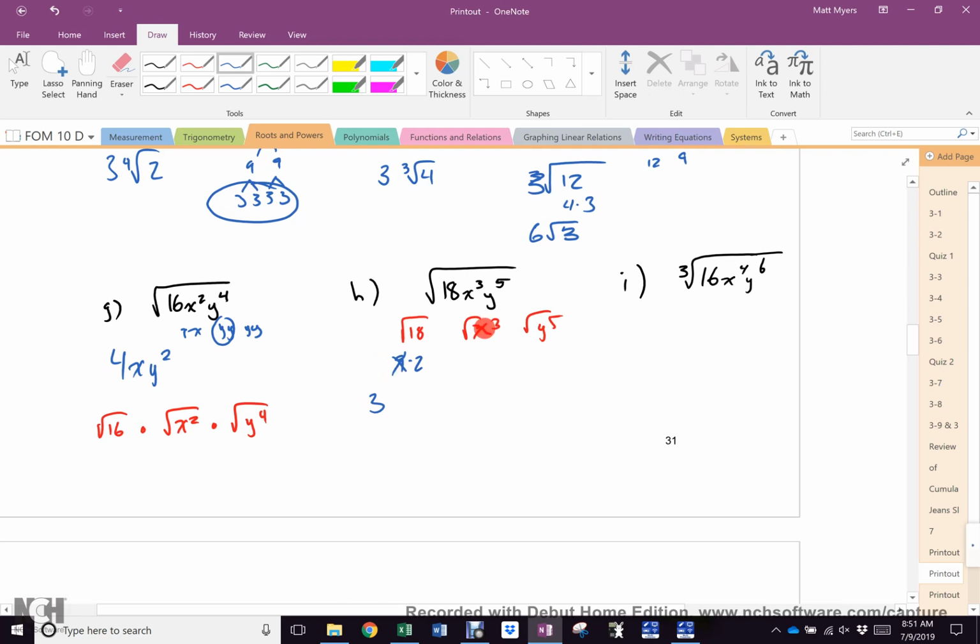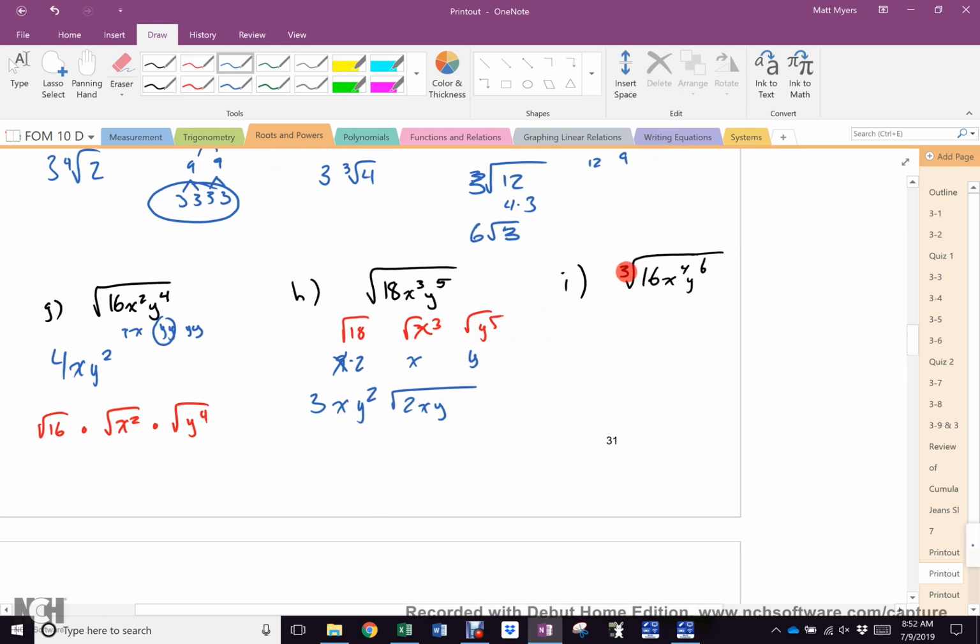What's the square root of x cubed? I can get an x out, but that only counts for 2 of these x's. What's left? 1x. How many y's can I get out if I'm looking for groups of 2? I can get out 2 y's, but what's that leave me there? 1. So what stayed under the radical sign? All through here, a 2, an x, and a y. Everybody cool? Great, you do the last one.